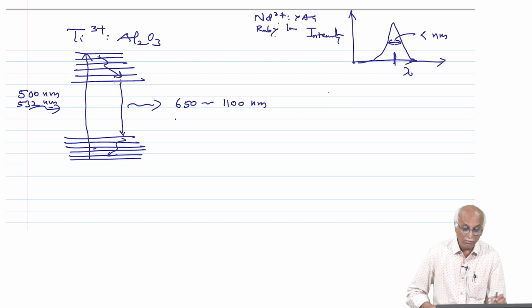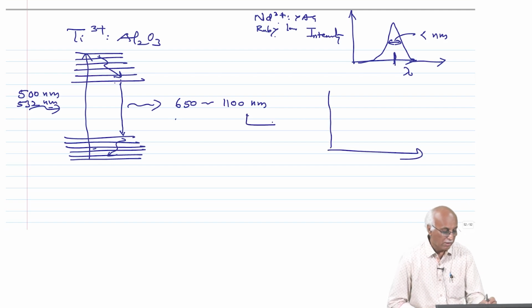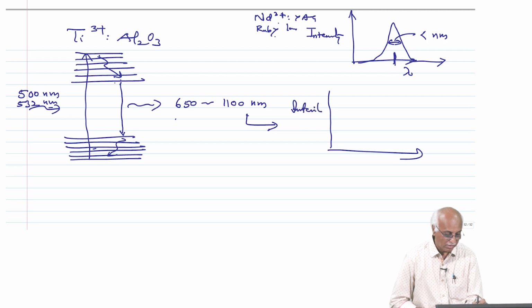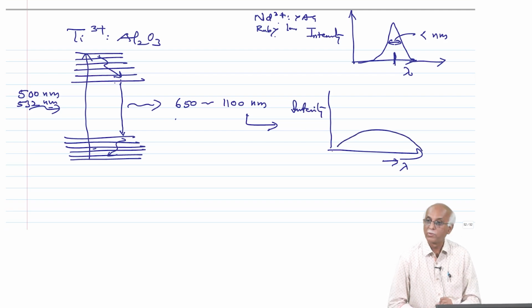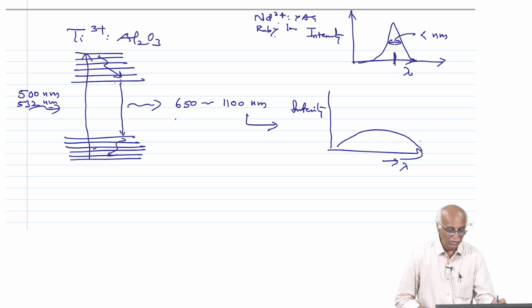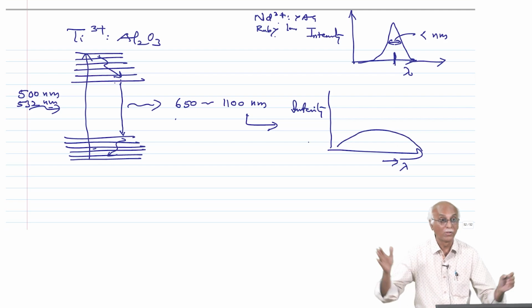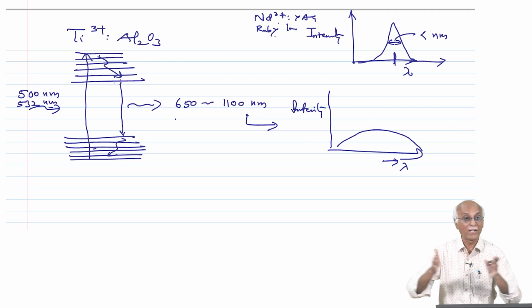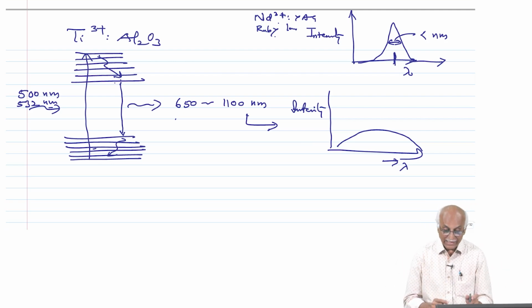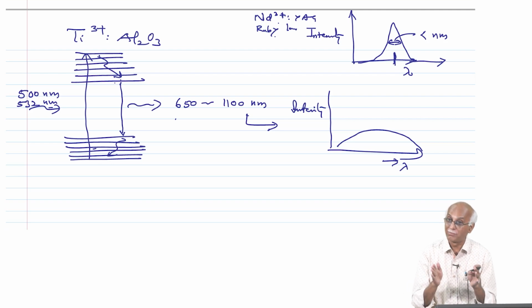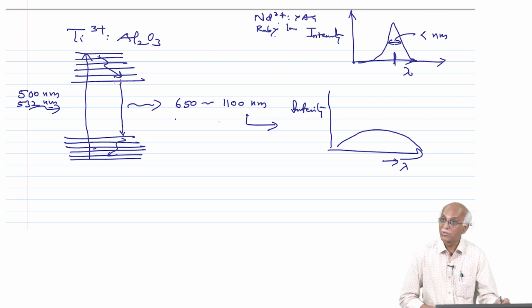But if you see the titanium sapphire laser, with the output power versus lambda, it is quite broad, approximately, as I told you, 650 to 1100 nanometer, a few hundred, 100, 200, 300 nanometer broad. I was also talking about dye lasers. A dye laser also has a broad band spectrum, but not as broad as this, about 30 to 40 nanometer width.